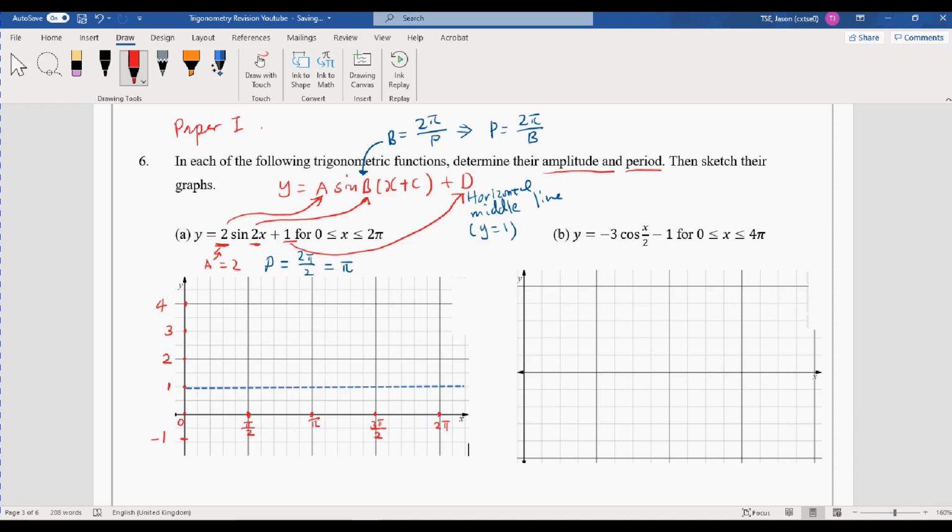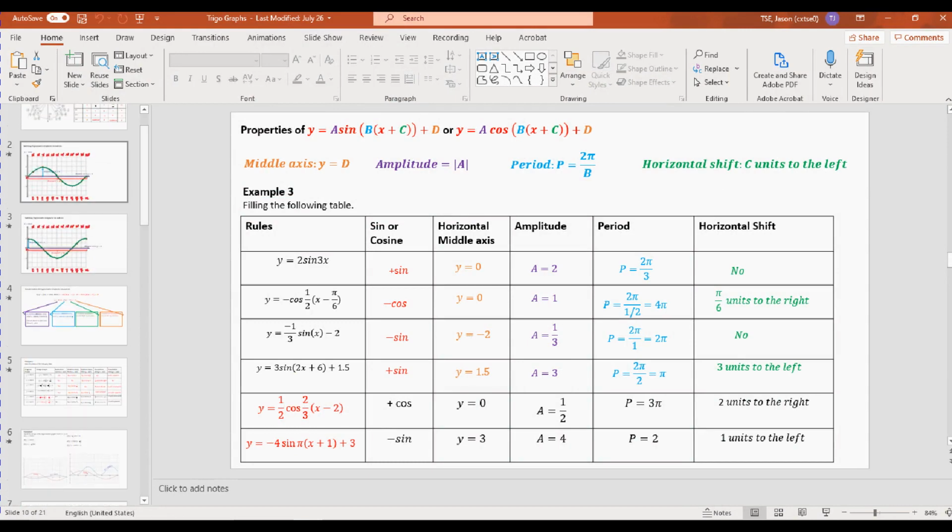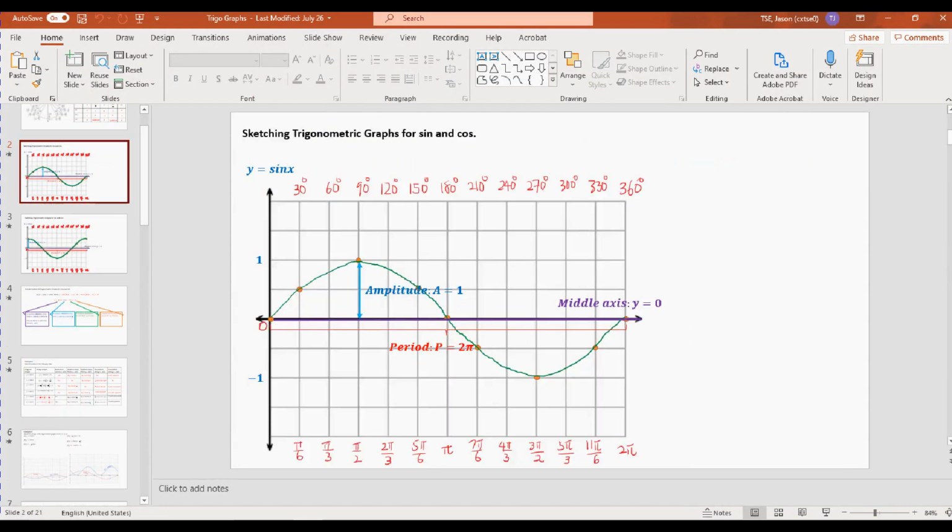All right. The next thing is you need to look at what kind of trigonometry function. This is a sine curve. So what's the shape of a sine curve? When you go back to the PowerPoint, you see the sine curve looks like this. That's an ordinary sine curve, the most basic form of the sine curve. The sine curve always starts at the middle line and goes up and then goes down.